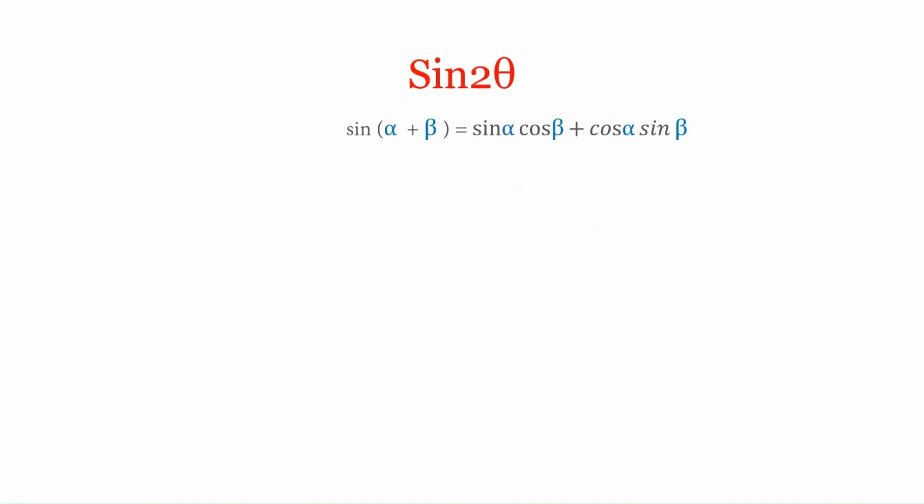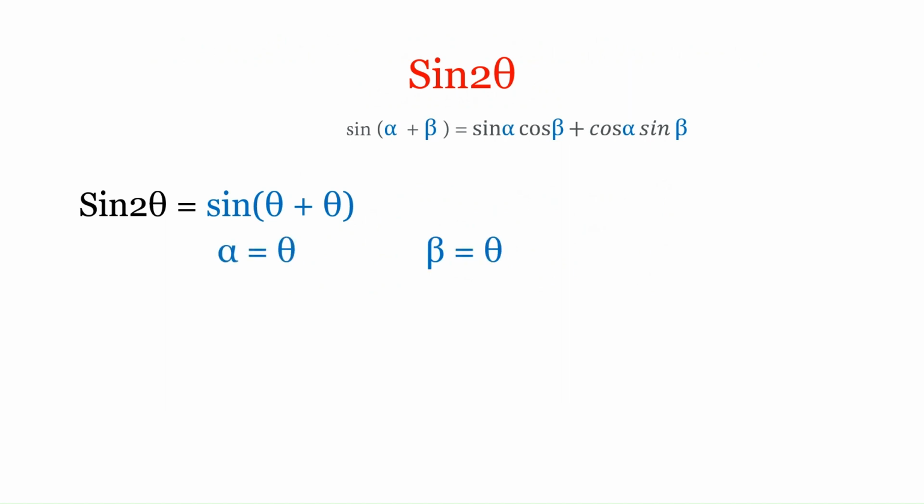For deriving sine 2 theta, we will use the formula for sine alpha plus beta. Sine 2 theta can be written as sine theta plus theta. 2 theta is divided as theta plus theta. Here if we compare this with the original formula, in place of alpha and beta, we have theta values. So we'll just substitute alpha and beta with theta in the original formula. So this is the original formula. We are writing here the values of alpha and beta. So that will modify the formula like this.